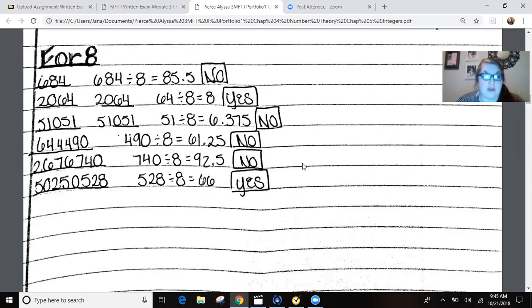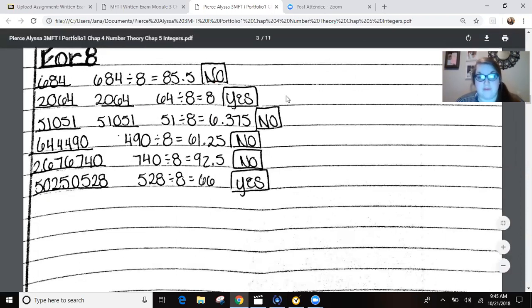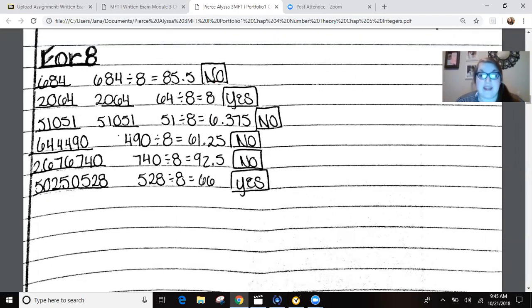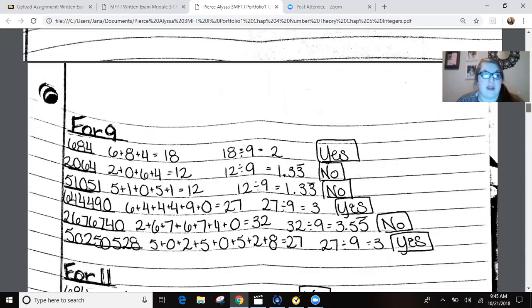So for 8, what we do is we take the last 3 digits of the number, and if those are divisible by 8, so is the whole number. So 684, that's all 3 digits. So is that divisible by 8? No, because you come out with 85.5. But for 2064, we all know that 64 is divisible by 8, so that is a yes. You just keep going through like that.